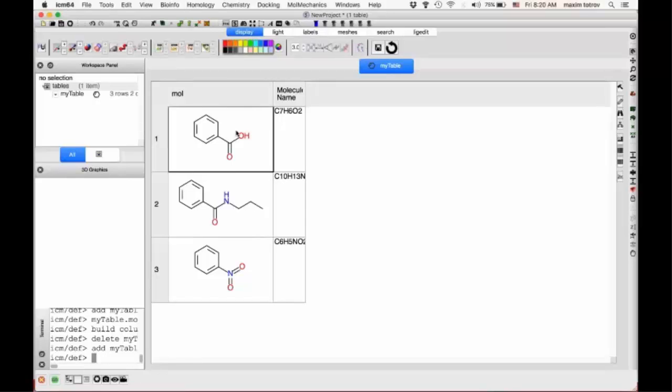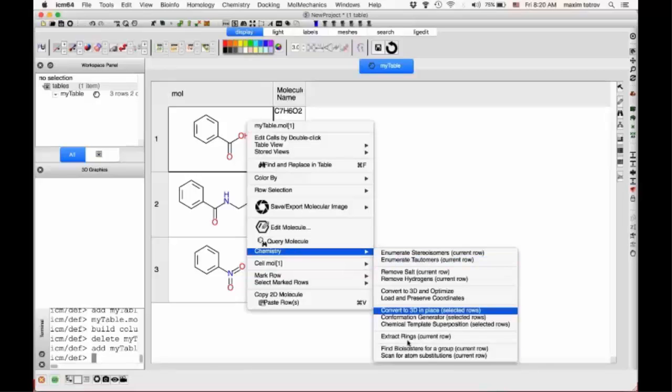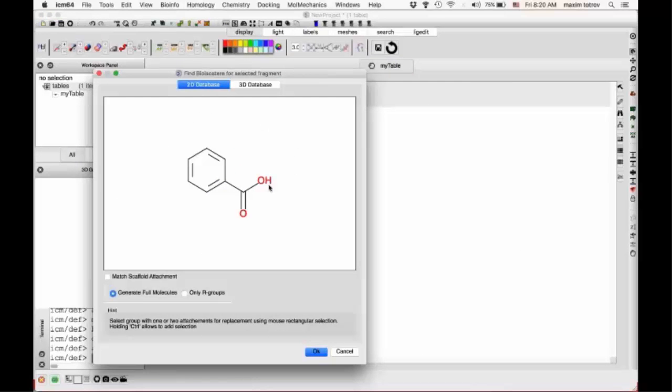One last quick question. So yes, practically the interface we have to these searches is in the drop-down menu that you get in the chemical spreadsheet. So there is chemistry, and you can go to find a bioisostere for a group. Let's go to 2D first, and all you need to do is essentially just select the group, let's say this carboxylate, and say, okay, there are some options here.